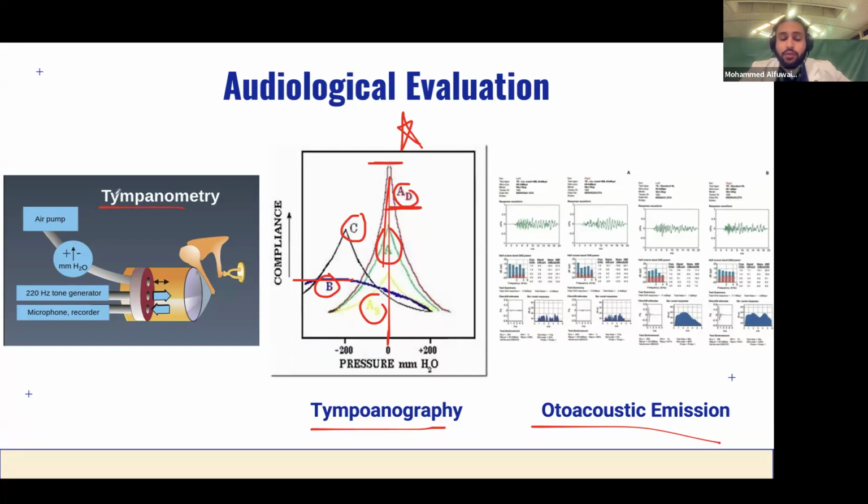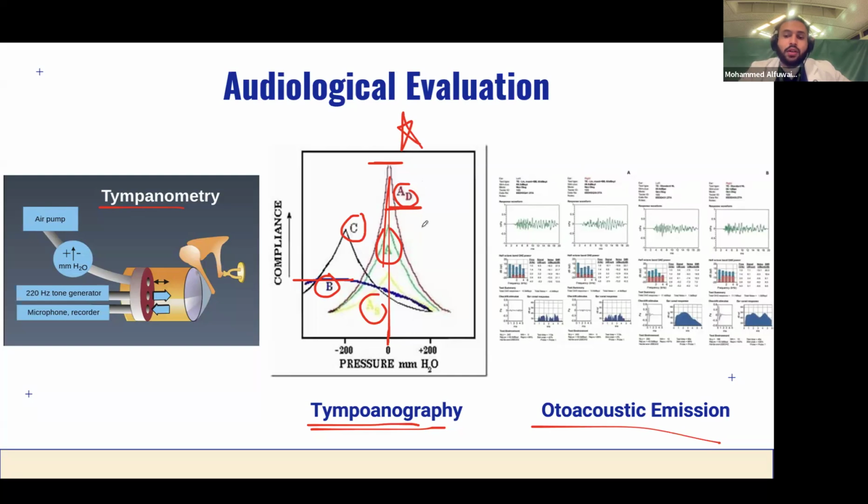Tympanometry, don't worry too much. I doubt it'll come, but it's the same concept as this. It's just to check the compliance of the middle ear and check the pressure of the middle ear. Otoacoustic emission is to check for babies with hearing loss, and it checks the hair cell function. If they pass the test, they don't have sensorineural hearing loss.